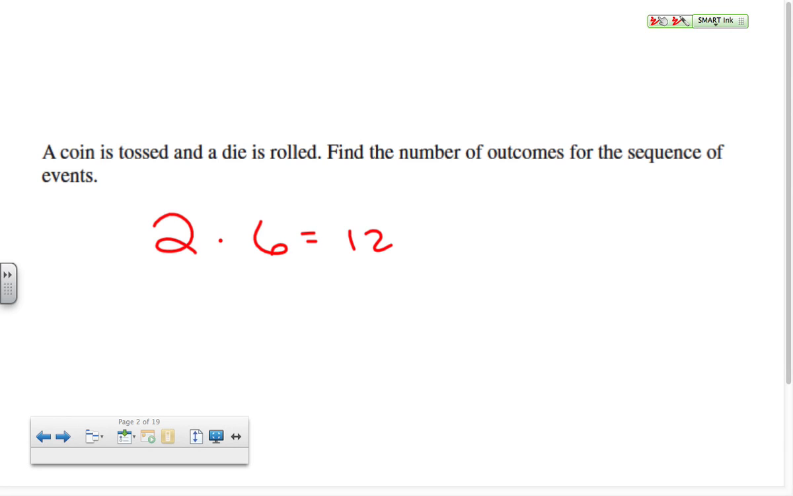Okay. Alright. So a coin is tossed, so there's 2 possibilities. A die is rolled, there's 6. If I want to know how many possibilities I have total if I were to combine them, it would be 12. 2 times 6 is 12. Alright, going on.